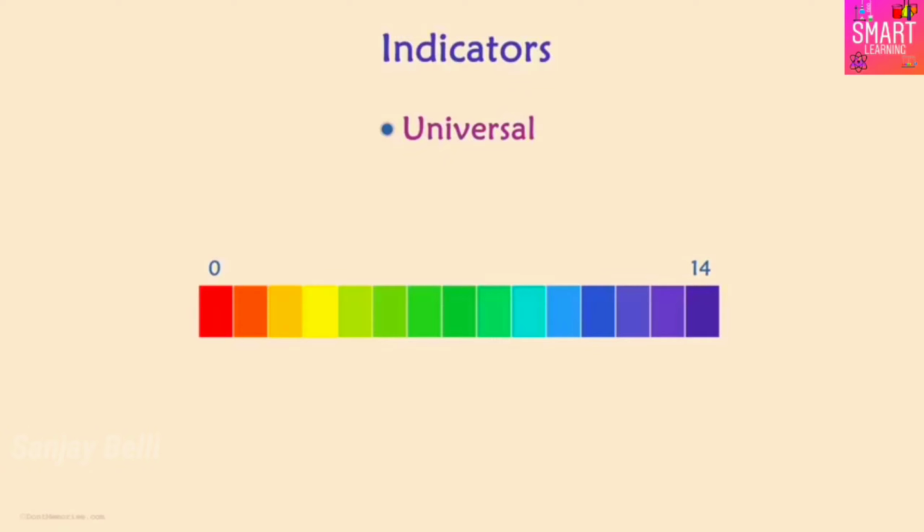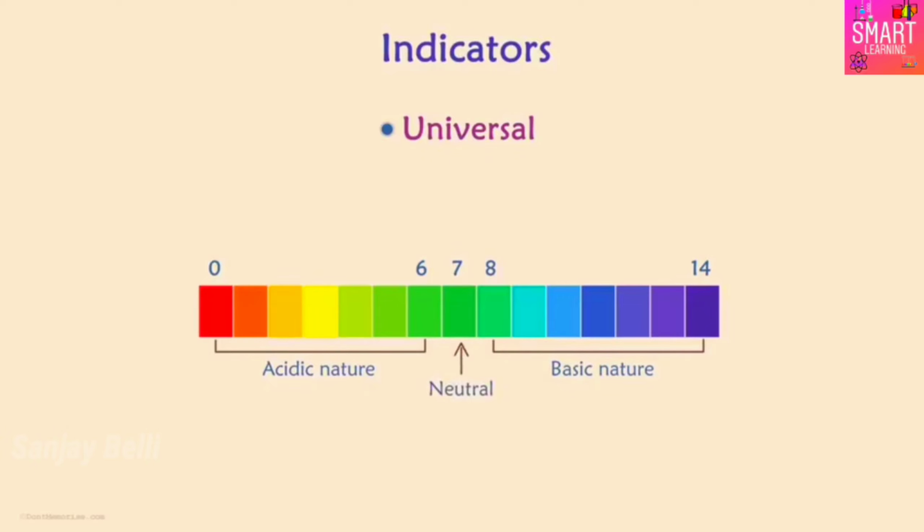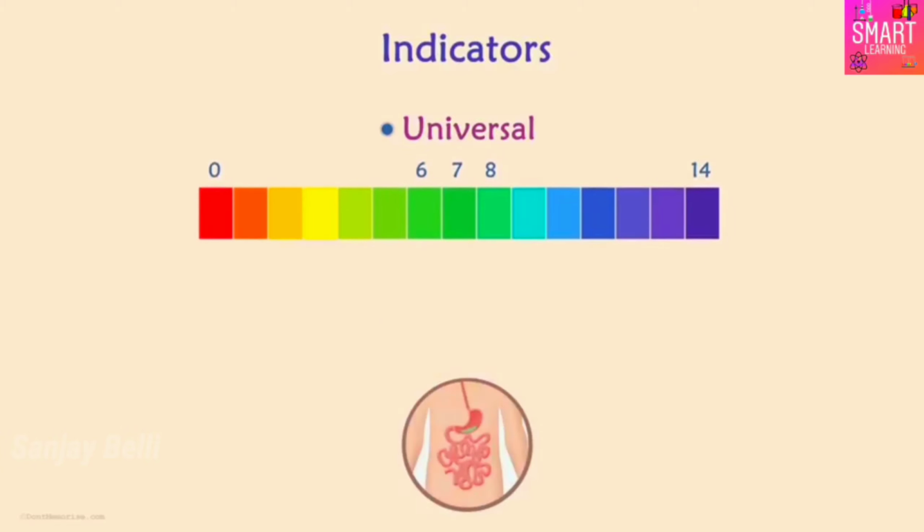This is how the color matching chart looks. pH values from 0 to 6 show acidic nature and pH values from 8 to 14 show basic behavior, and a pH of 7 shows purely neutral. Let's see what color some of the most common substances result in. Do you know the acid that forms in our stomach?